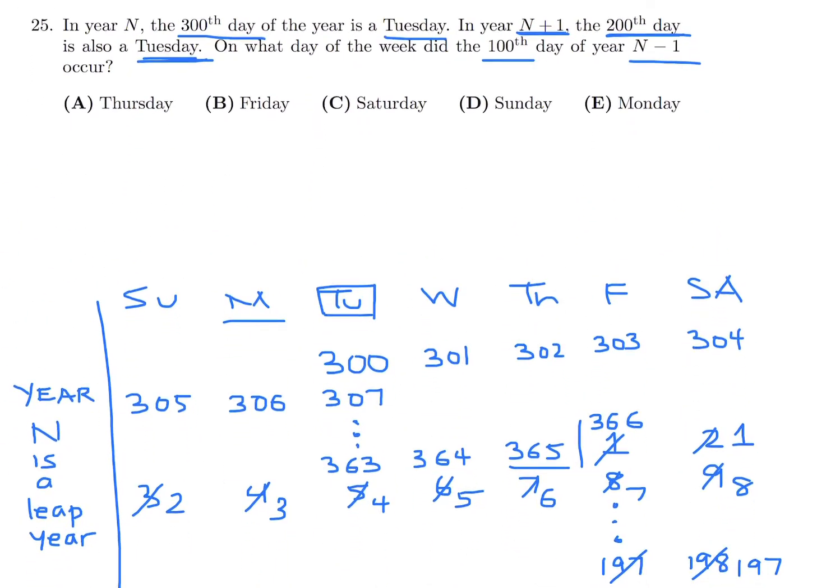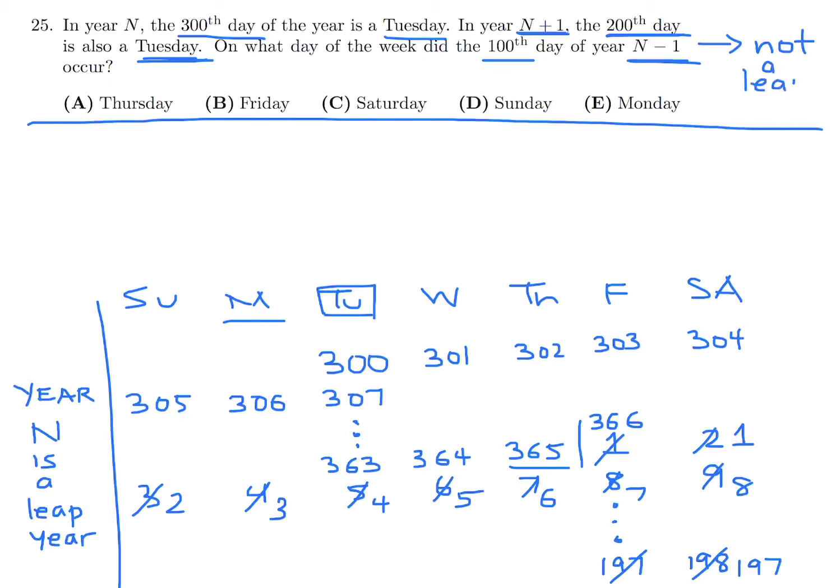Now we've got the second part of the question, which is: what day of the week is the 100th day of year n minus 1? All right, so now we have to go backwards. The good news is that year n is a leap year, so year n minus 1 is not a leap year, because leap years come every 4 years. So n minus 1 has a standard 365 days. So now we have to work backwards from 300.